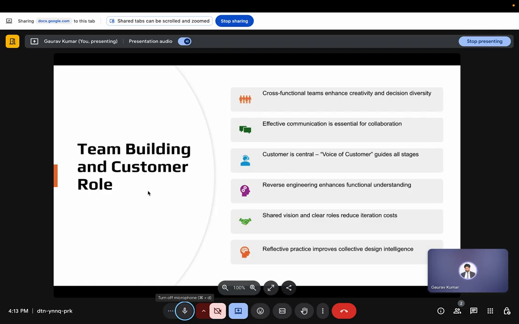Now next is team building and customer role. High quality design is the product of cross-functional teams. Mechanical, electronics, software, manufacturing, and human factors must be architected early to avoid expensive late fixes. Clear roles set the artifacts, and cadence creates a flow.